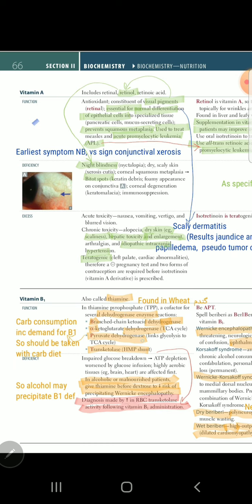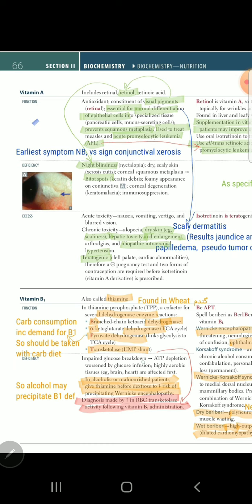Pyruvate dehydrogenase links glycolysis and the TCA cycle. That is a linker enzyme. And transketolase is important, an HMP shunt enzyme, and diagnosis of B1 deficiency is made by increased RBC transketolase activity following B1 administration. So this transketolase is important in diagnosis, and others are important in diseases. We'll see.